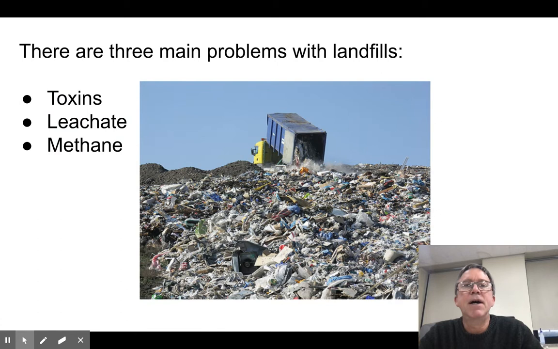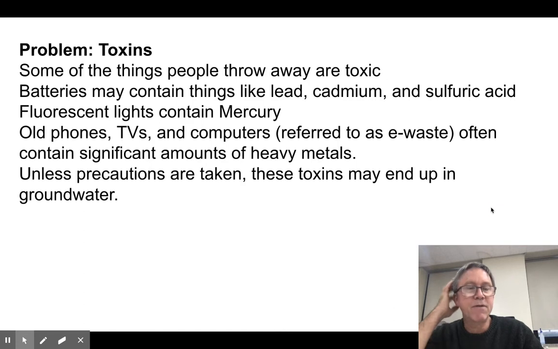Okay, now there are three main problems associated with landfills. They may not be immediately obvious, but maybe they are. The first one probably is, look, some of the stuff that gets dumped in here contains things that are toxic. Also, there's what we call leachate, this liquid that comes out of here, and over time, methane is generated. So let's look at each of these problems in turn. The first one, let's talk about toxins.